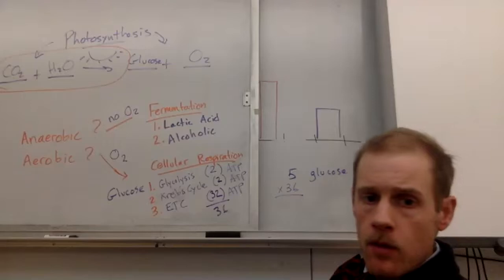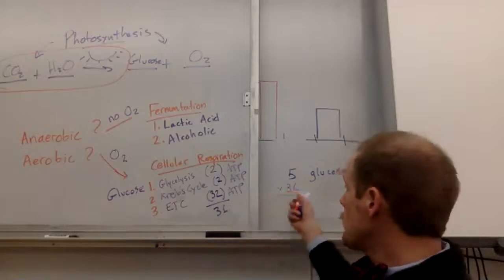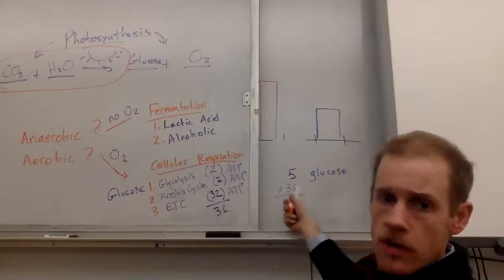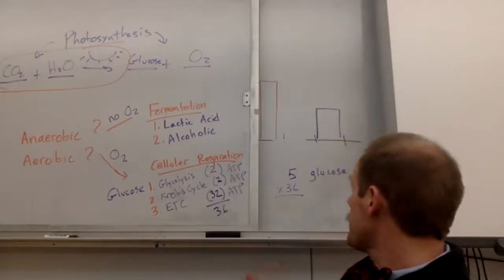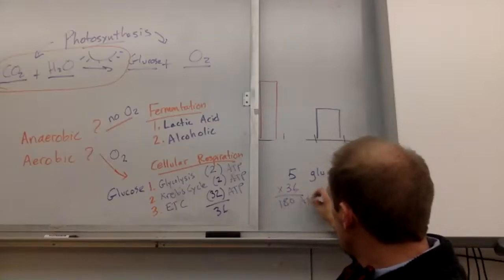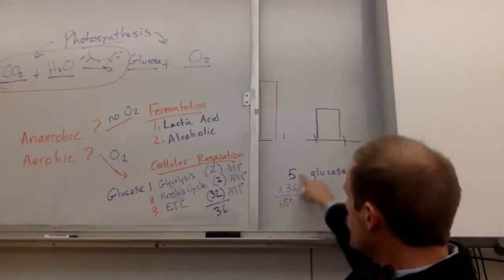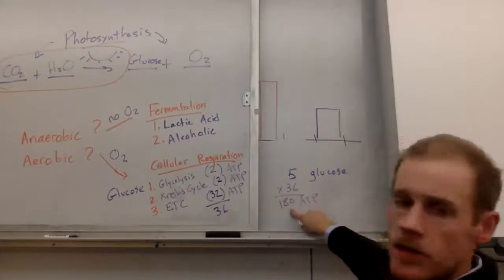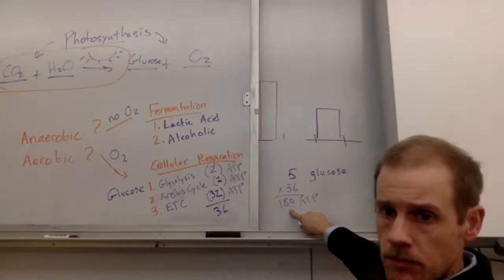So this is why you prefer cellular respiration over fermentation. Because if you can do cellular respiration, you can make so much energy compared to if there's no oxygen there. Thank you, Mia, for doing that math. 180. So with oxygen, I can take 5 glucose molecules and release 180 ATP. But if there's no oxygen, I can make 10.